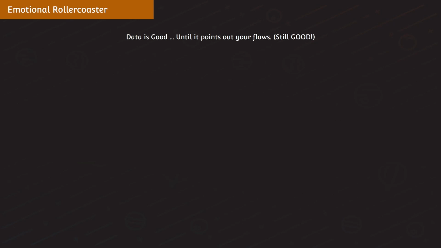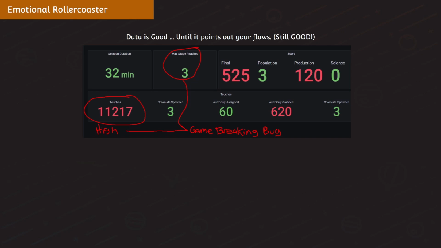So data is good and all until it points out your flaws, which is actually still kind of good. But it is an emotional roller coaster. You get to see in Colonize Mars, we were rather excited by the idea that people had touched 11,000 times in 32 minutes playing the game. But then we saw that they had only gotten to stage 3, which out of 26 stages is not good.